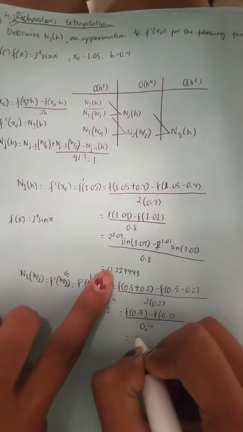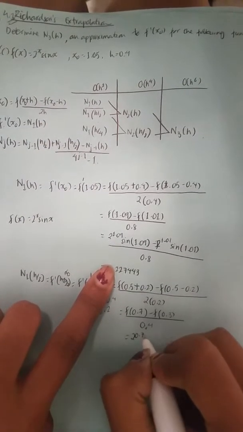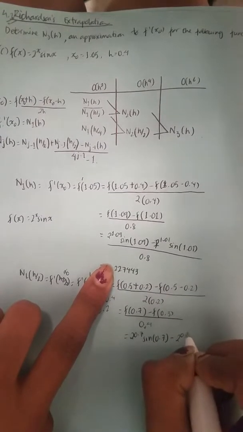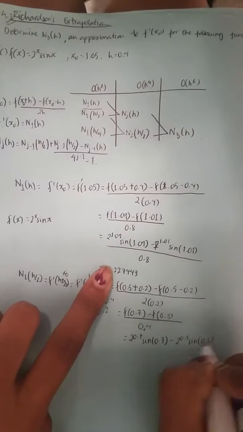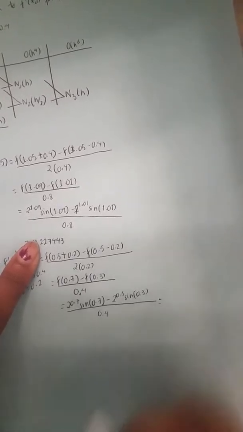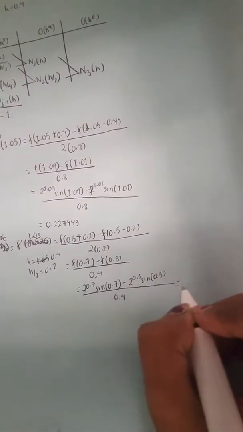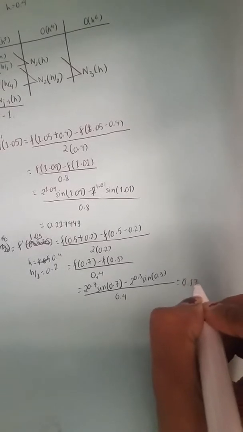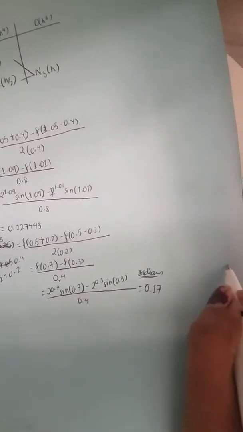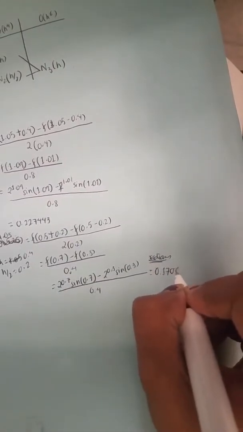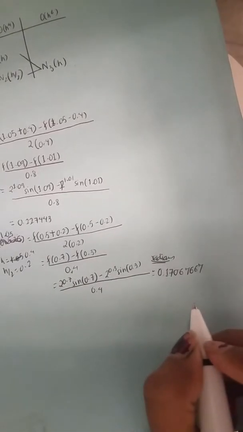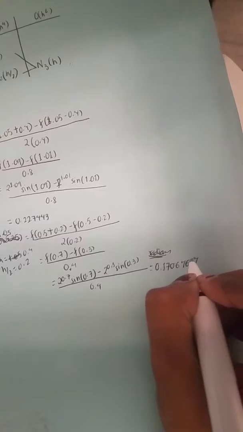Okay, and same thing, you'll do 2 to the 1.25 sine 1.25 minus 2 to the 0.85 sine 0.85, divided by 0.4, and you will get, so make sure to put your calculator in radians, otherwise it'll be messed up. Remember radians. Okay, 0.1706766. Actually, there's one more 6, 0.17067666.